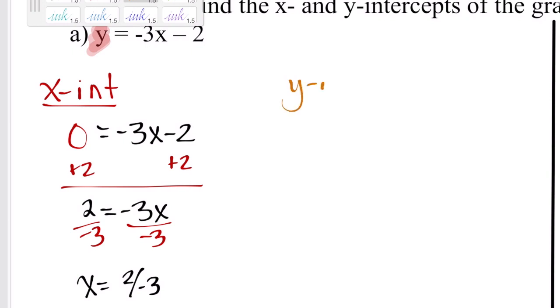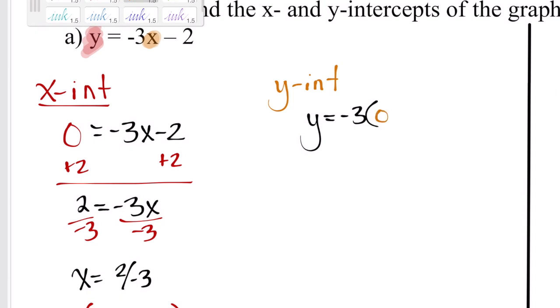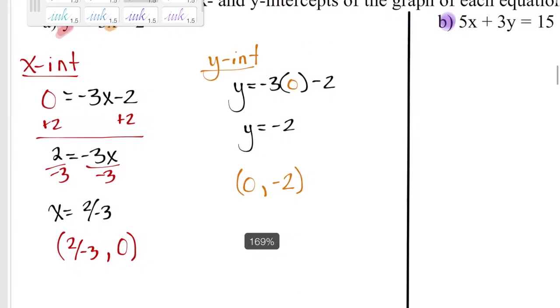We're going to do the same thing for the y-intercept. We're just plugging in 0 for the x that they gave us over here and trying to solve for y. So y, we don't know what it is yet. Negative 3, instead of that x, we're plugging in 0. And then we're just going to solve for y as normal, which was pretty quick. So when I plugged in 0 for x, we ended up with negative 2, and that is my y-intercept.